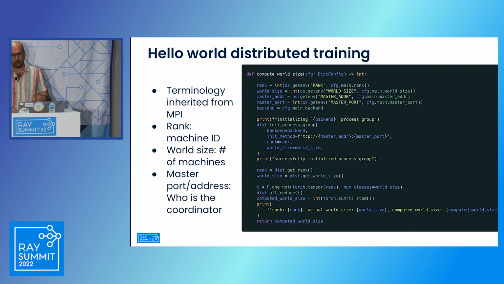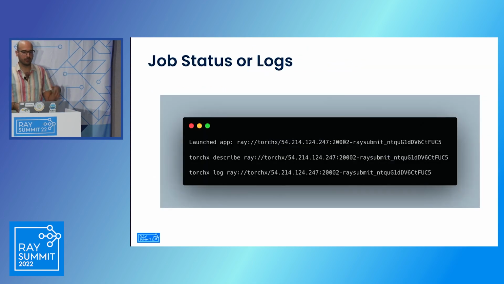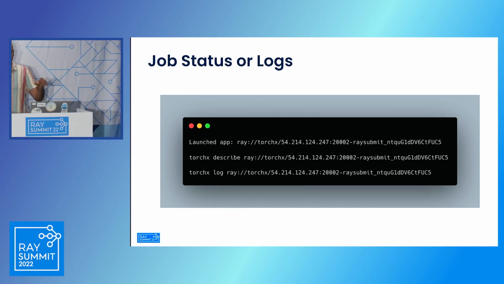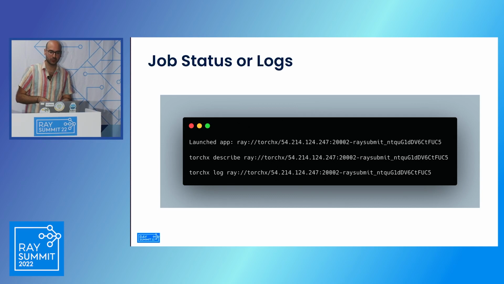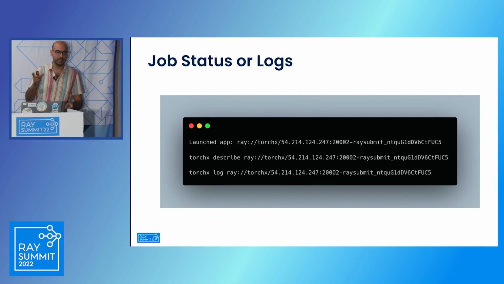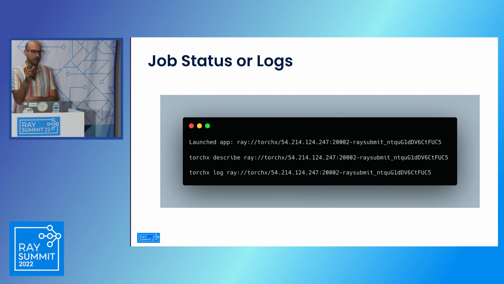So all this time I've been talking about torchx run, and once you run it, you would get this long string of a job ID, the Ray/TorchX with an IP, Ray submit. We're working on making this shorter. But at a high level, once you have this URL, that's basically the unique ID that you can use to then describe the job, get its status, and also later get its logs.